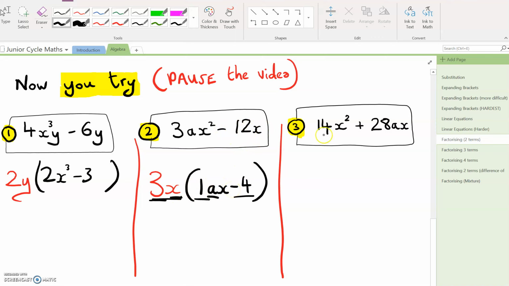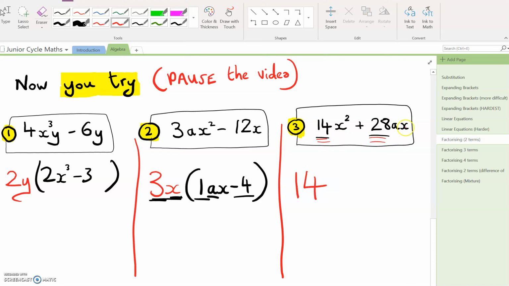And on to the last one. What goes into both of these? There's a few different numbers, isn't there? There's a few different common numbers. I could use 2. No, I can't, because there's a bigger common number. Is it 7? Yeah, 7 goes into 14 and into 28. But there's a bigger common number. 14 goes into both of those numbers. So 14 is my common number.